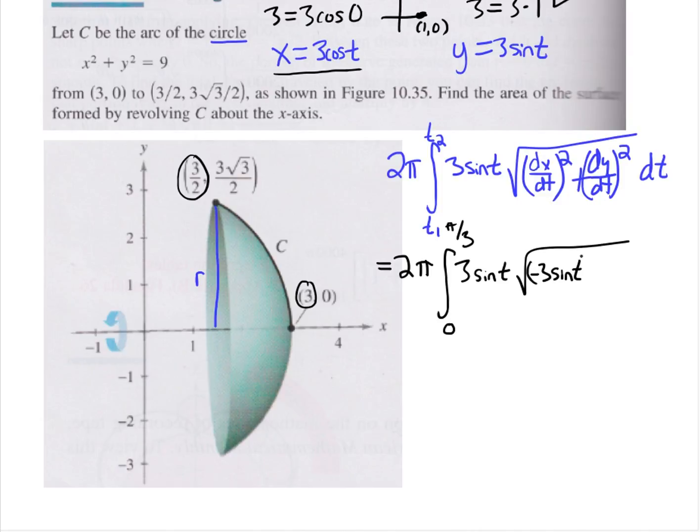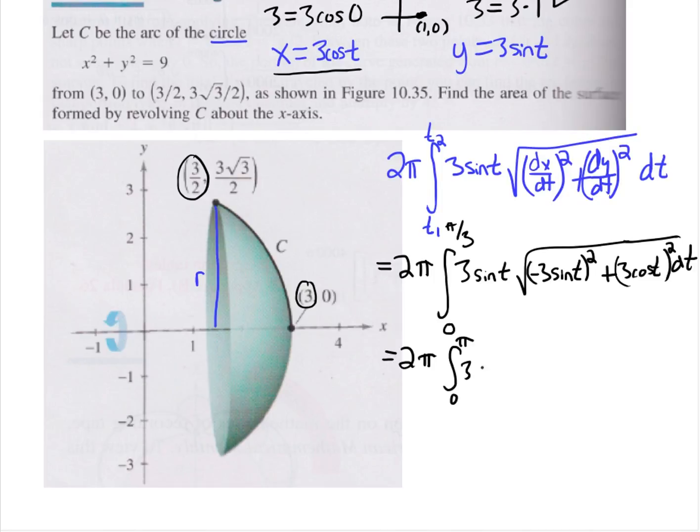Well, let's just put it in here since I already have the negative. Plus the derivative of this one is going to be 3 cosine of t, and we're going to square that one, dt. We just need to simplify, and hopefully the simplifying will go easily, and we'll be done with this problem. Now, my pi's are just looking ugly today.